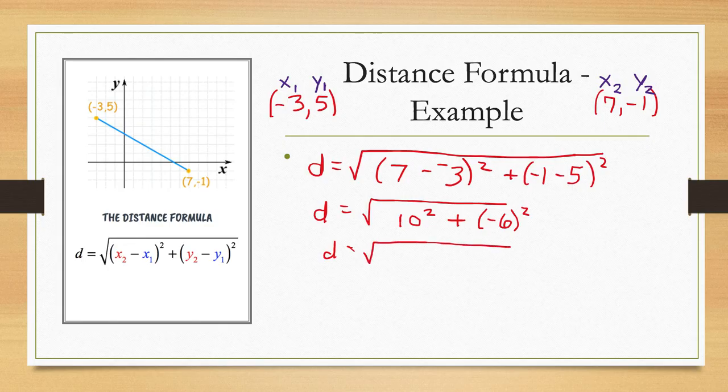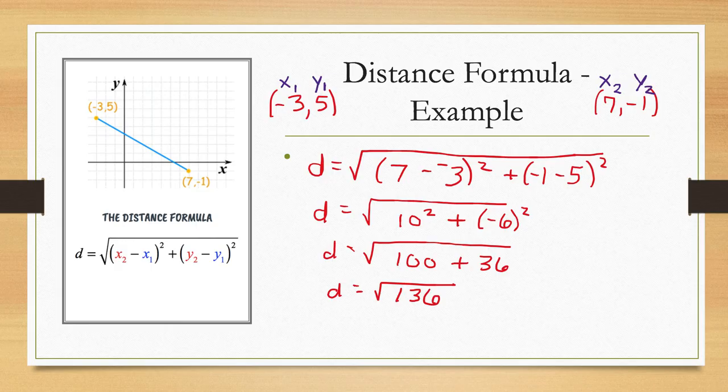Exponents come next. So 10 squared is 100. -6 squared is 36. And then we'll do our addition underneath. So 100 plus 36 is 136.